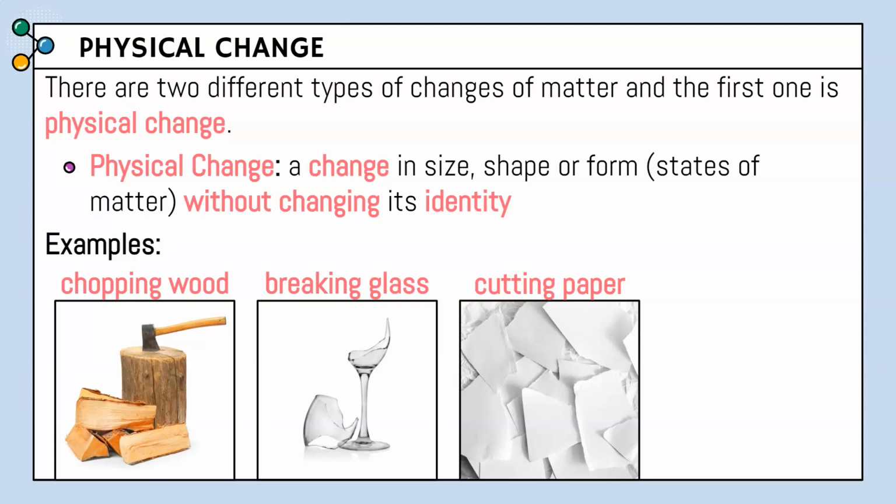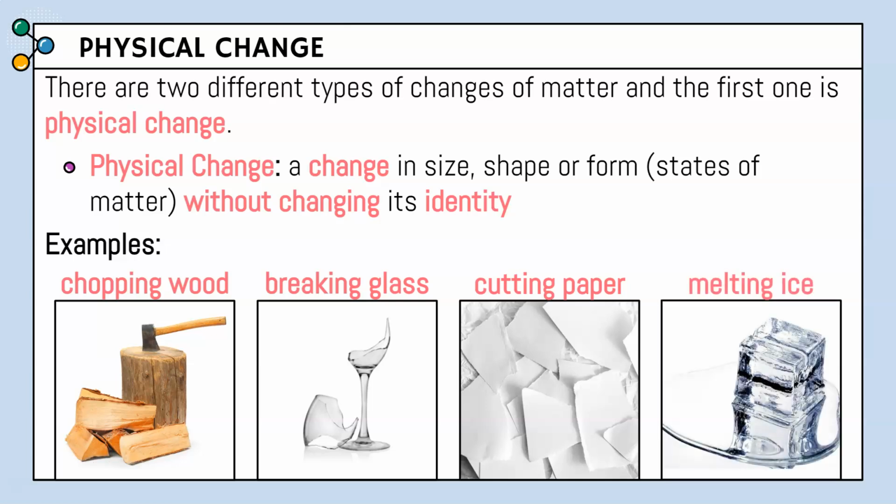And with the idea of states of matter, of form, melting ice. Ice can melt into liquid water, but it's still H2O. So if we go from a solid to a liquid, liquid to gas, and vice versa, that substance is still the same compound. It really doesn't change the identity, even though you may think, well, ice and water are two different things. They're the same thing. It's just a frozen version of water.